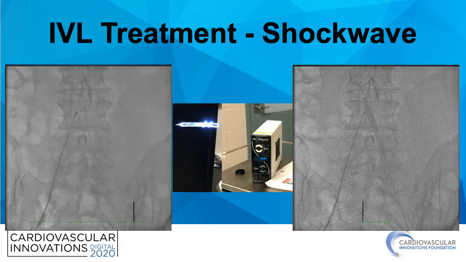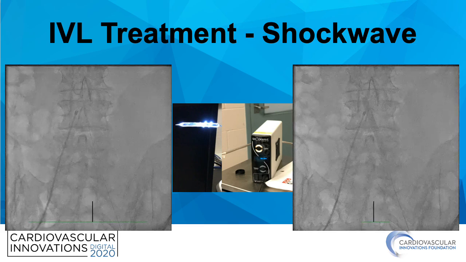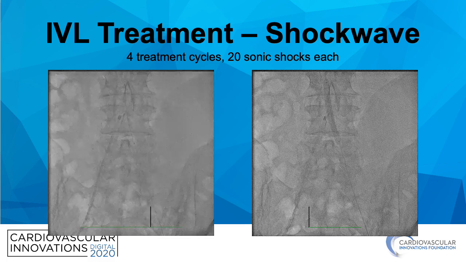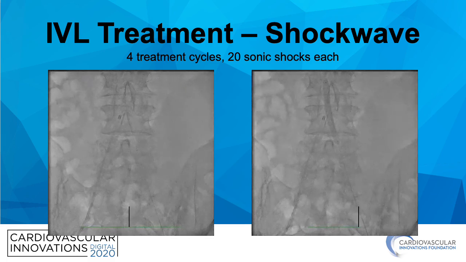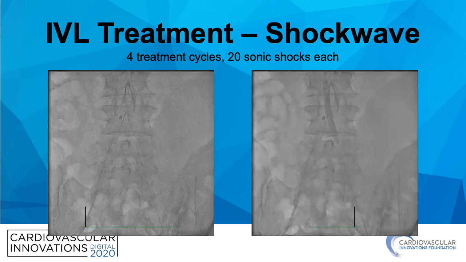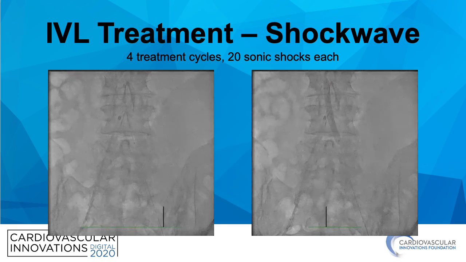This is the positioning of the balloon for the IVL treatment with Shockwave, as you can see in the center image. To the left, you can see the positioning of the balloon, and to the right, you can see the deployment of the balloon with the initial shock waves being provided. Here you can see the IVL treatment by Shockwave. There were 4 treatment cycles performed, with 20 sonic pulses in each treatment.